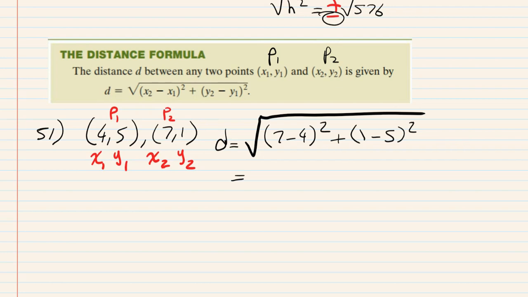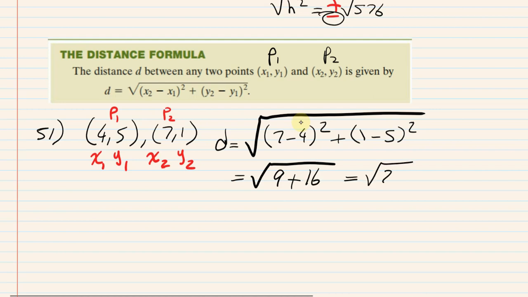Let's pursue this. Now I'm going to take the square root of 7 minus 4, right in here. 7 minus 4, that's 3. 3 squared is 9. So that's 9 plus, and 1 minus 5 is negative 4. Squared is 16. And that would give me the square root of 25, which is 5. So the distance between those 2 points is going to be 5 units long. The units would be the same as the units of measurement, let's say if we were told what these were. So there's one example.